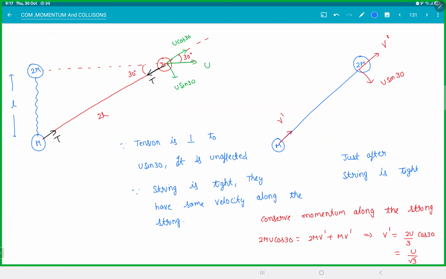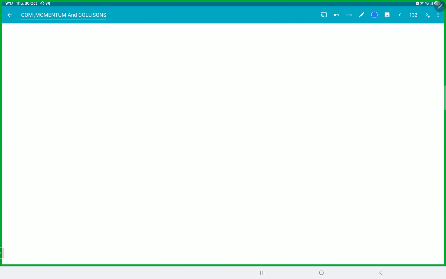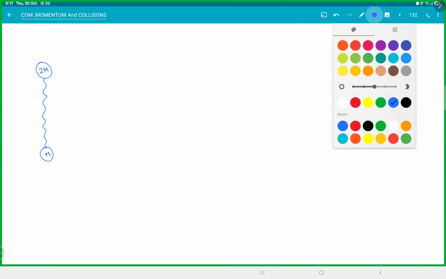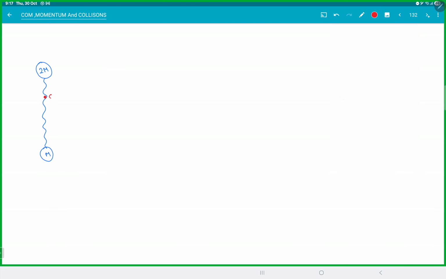The speeds of m and 2m will keep changing, and their velocity directions will keep changing, but there is one point which will not change its direction: the center of mass. Since F external is 0, the center of mass is unaffected. So if you look at the motion here, this is 2m. Initially the string was loose. This was m. The center of mass will be here, closer to 2m, at a distance of L by 3.